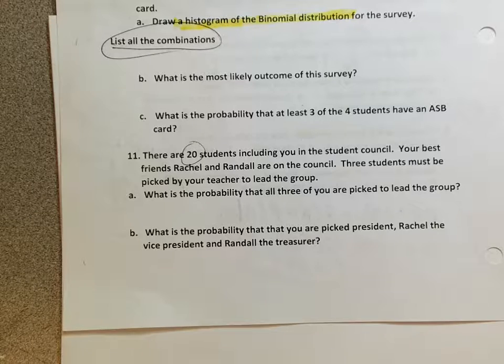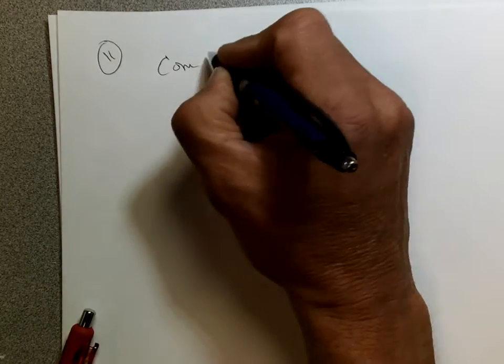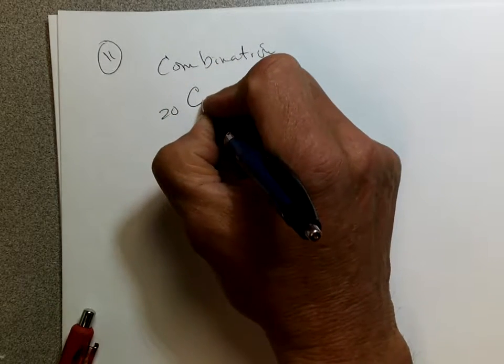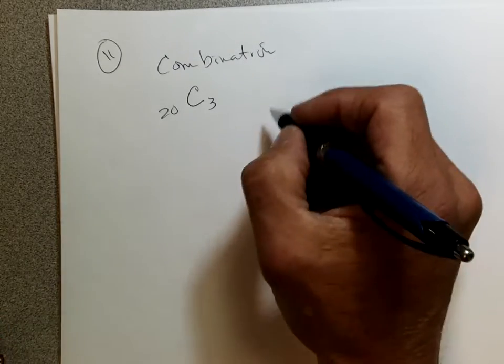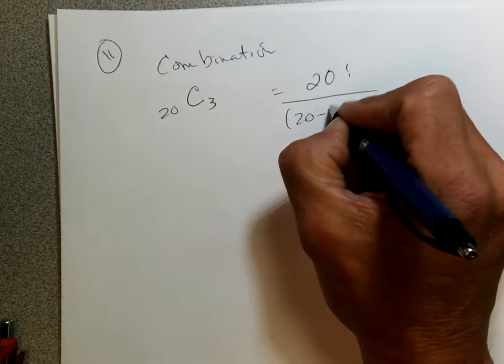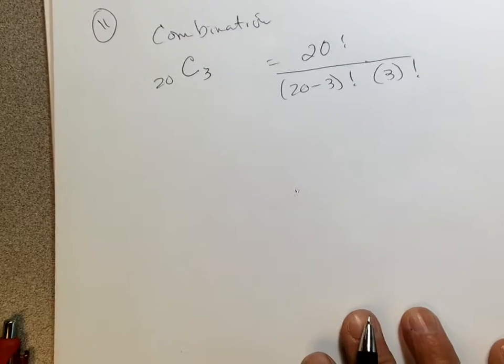Think about this. This is actually going to be a combination problem, because if I want to pick 3, I could pick 1, 2, 3, or I could pick 1, 2, 3 in a different order. There are lots of ways, aren't there? So there are many combinations, and this one's going to have to be a combination: 20C3, which is either 20 factorial over 20 minus 3 factorial times 3 factorial, or I'm just going to use a calculator, right?